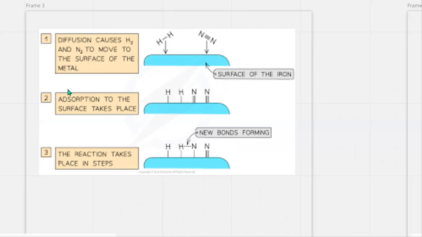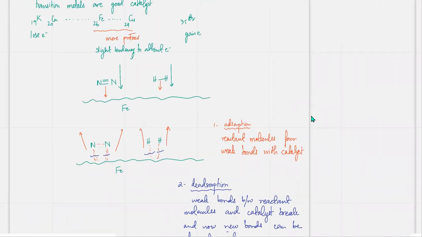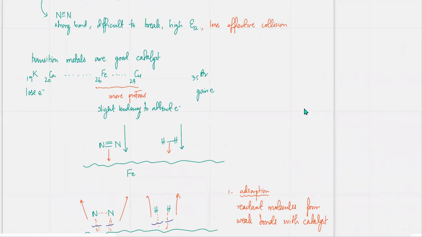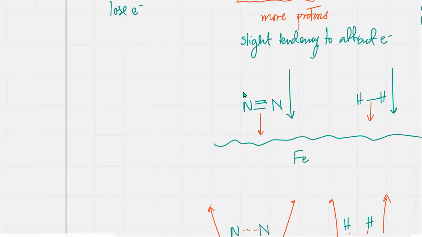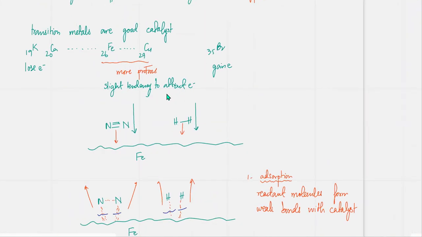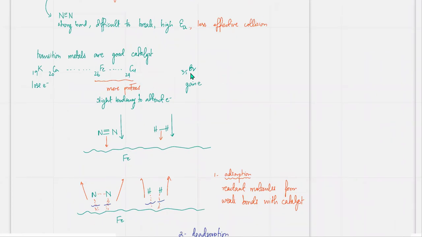How do the weak bonds break from the catalyst? That's a good question. Remember, I was stressing on the fact that there's only a very slight tendency to attract electrons. Unlike non-metals, which also like to gain electrons, but very strongly. If instead of the iron there was a non-metal, there would be a very strong bond. They're only slightly attracting those electrons, so the attraction is not that strong. Is this clear?